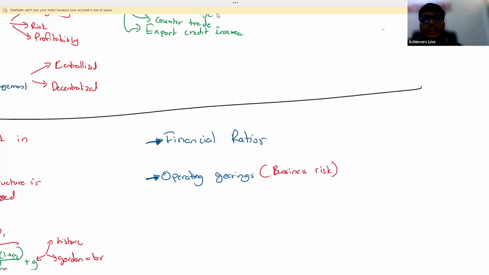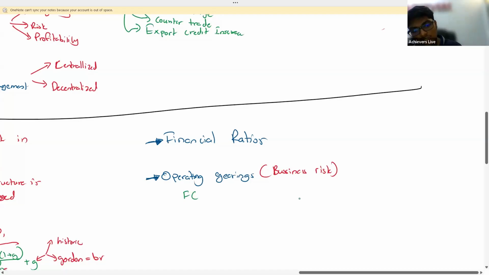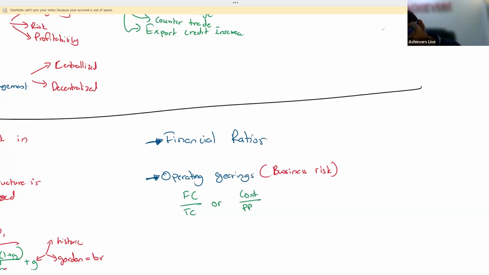How do you calculate the operating gearing? What is the formula? Fixed cost over total cost, or you can take it as contribution over PBIT.